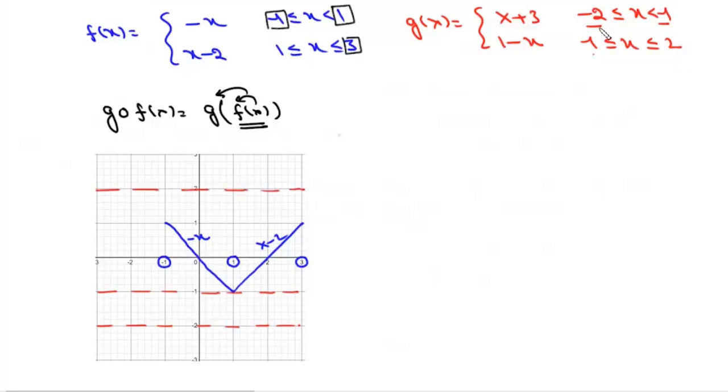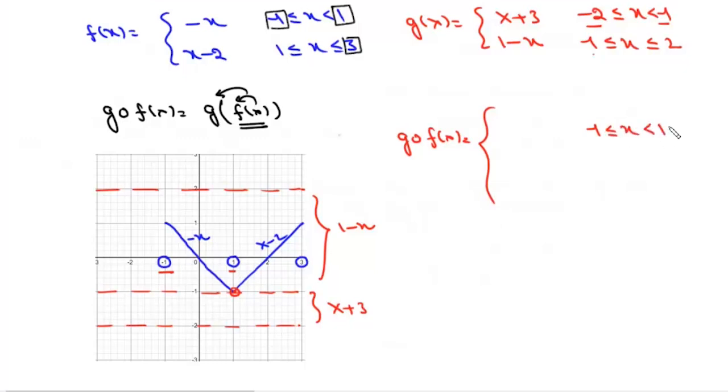Now when x lies between minus 2 and minus 1, the definition is x plus 3. So here we'll have x plus 3. And here when x lies between minus 1 and 2, it is 1 minus x. Now it intersects only at one point, and this point is already marked. So here we just have two definitions. So if we write g of fx, now this first interval is from minus 1 to 1. So when x lies between minus 1 and 1, the definition is minus x, and it will go into this 1 minus x. So it will be this 1 plus x.